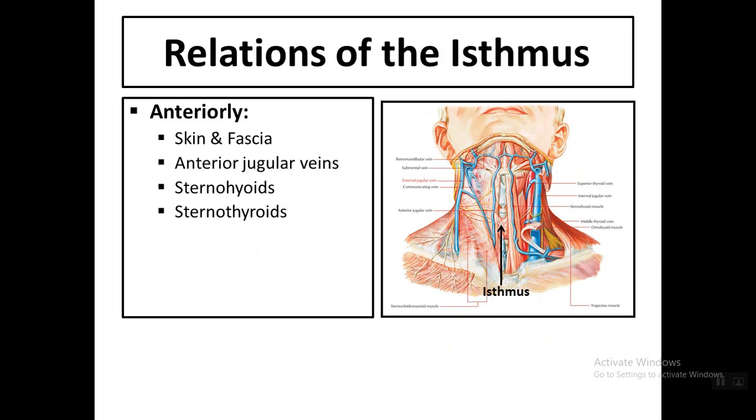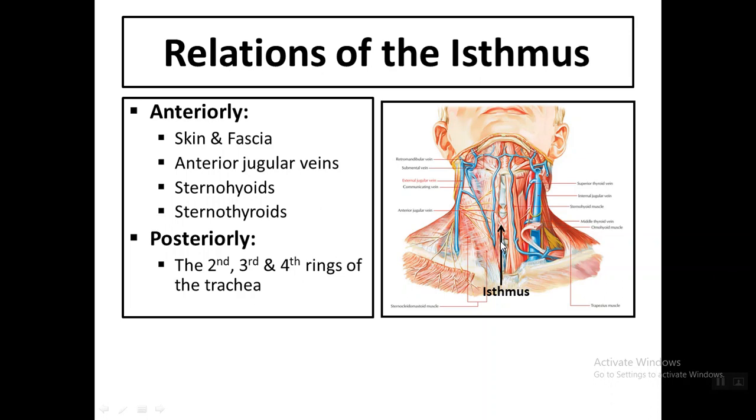We come to the isthmus. The isthmus is the midline part of the gland that connects the two lobes. Anteriorly it is covered by the skin, fascia, anterior jugular veins, and the sternohyoid and sternothyroid muscles. Posteriorly it is attached to the trachea, in front of the second, third and fourth rings of the trachea.